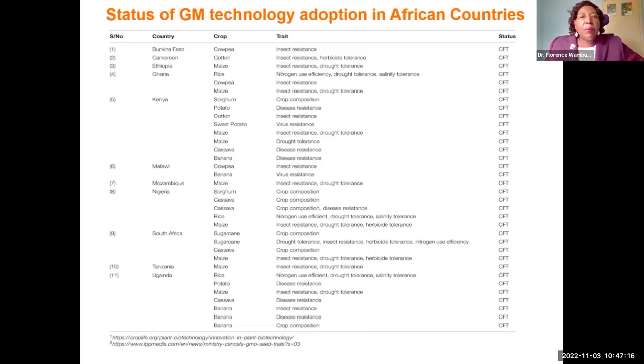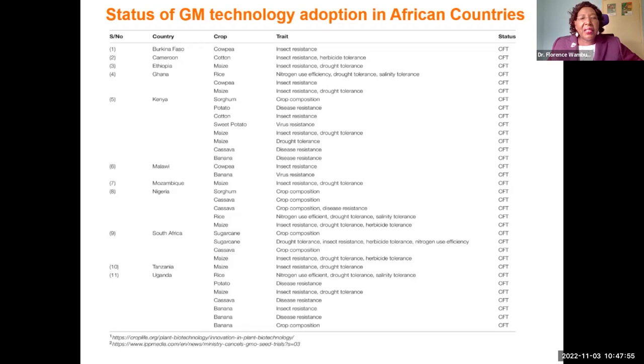In this country, we have sorghum, potato, cotton, sweet potato, and maize, maize for different things, drought, some maize for insects. By the way, we even have banana resistant to, I don't know which disease. That shows the level of research going on in this country, from universities, KALRO, the private sector. But it really shows it's not something that is out there in a certain company. It's happening right here in Kenya. Malawi has cowpea and banana. They are controlling banana bunchy top virus. It wiped out all the banana in Malawi, so they're rehabilitating using this technology.